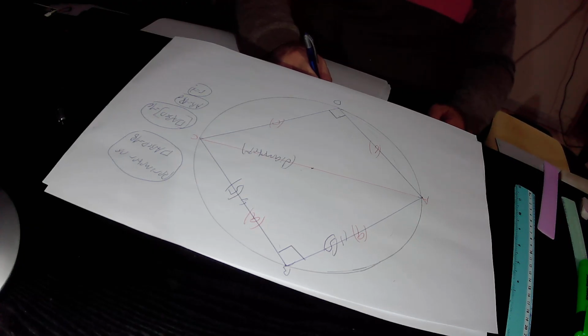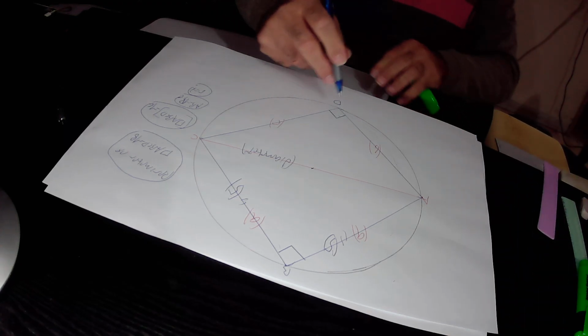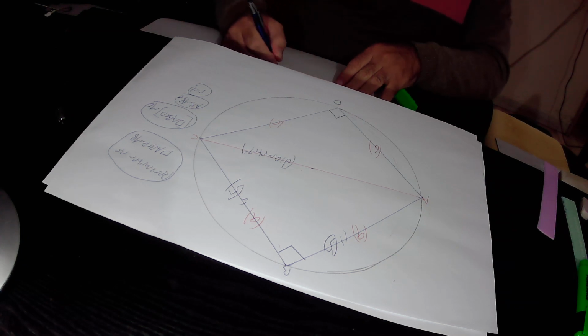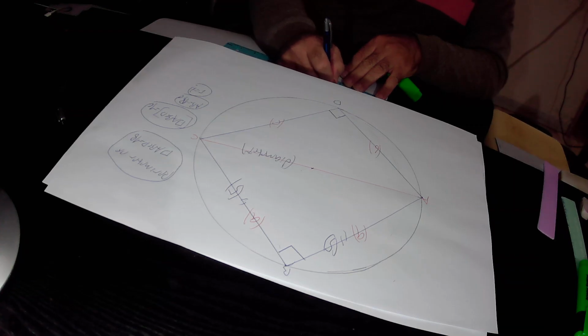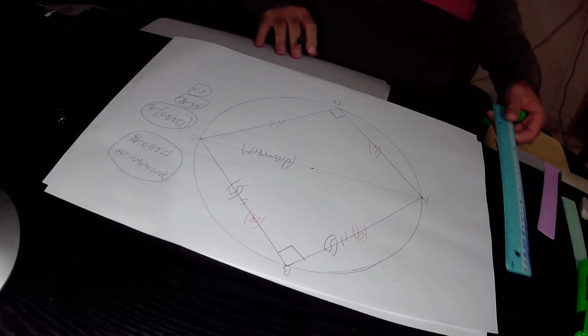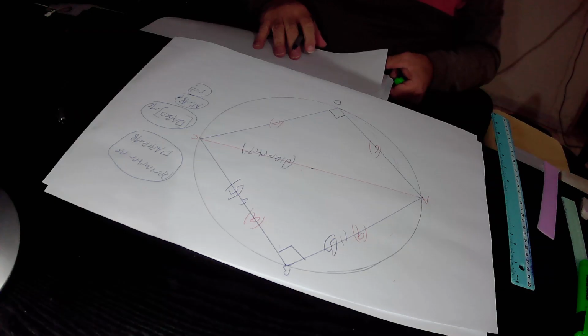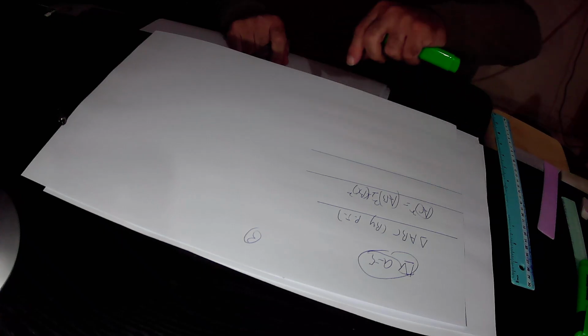Going to the Pythagoras theorem, in this right triangle ABC, AC squared, the square of the hypotenuse, equals AB squared plus BC squared. And again, according to the Pythagoras theorem, in this triangle ABC, AC squared, that is the square of the hypotenuse, equals AB squared plus BC squared.